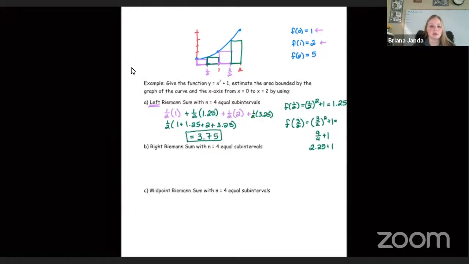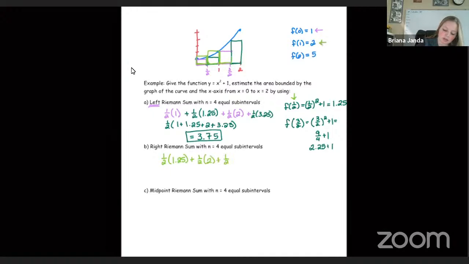All right, second question asks us to do the same thing, but with our right Riemann sum. So this time we're going to use the right endpoints for our height. For this first rectangle, I would have used the 1/2 as my height. So I'd get that green one, same base, but this time my height would be from f of 1/2, which was 1.25. Second rectangle here, again, using the right side as my height. So I would use the height at 1, which would be right here.